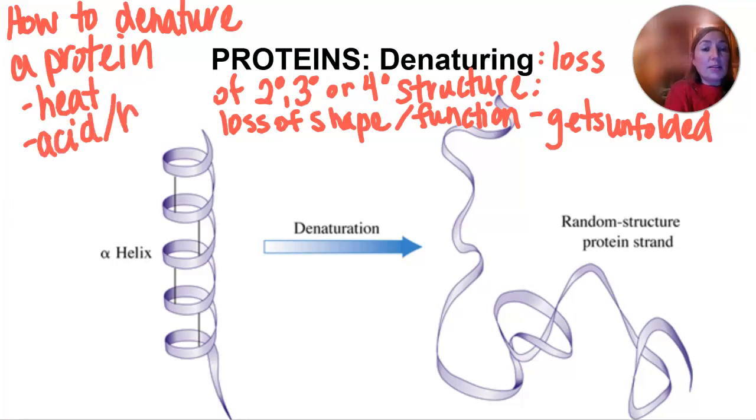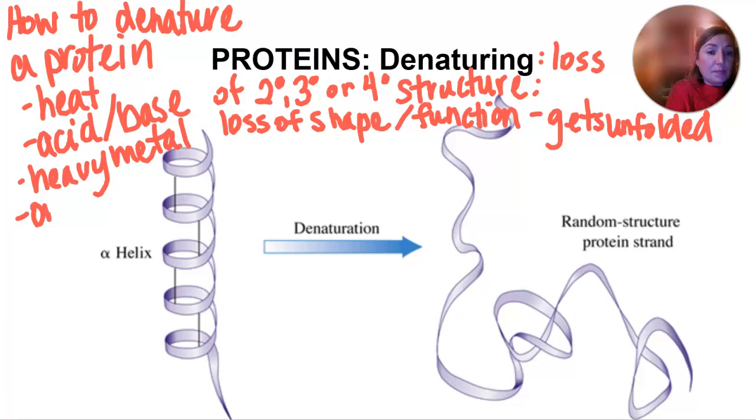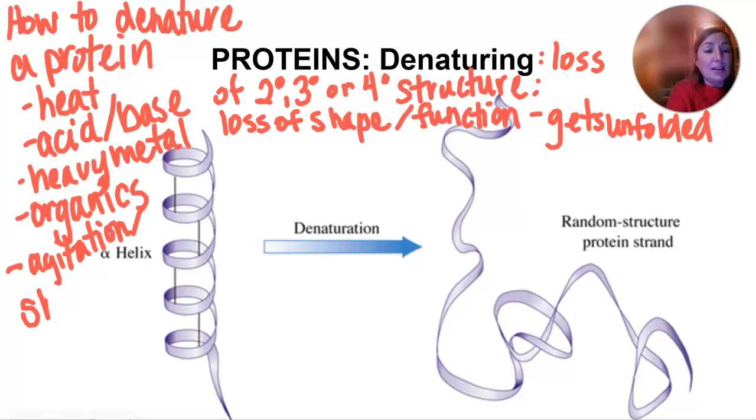Acids or basic environments can denature proteins. Heavy metals. Heavy metal can denature a protein. Some organic solutions can denature proteins. And then we have to be really careful with proteins, because even agitation in the lab, shaking, can actually denature proteins too. So it requires quite a bit of care.